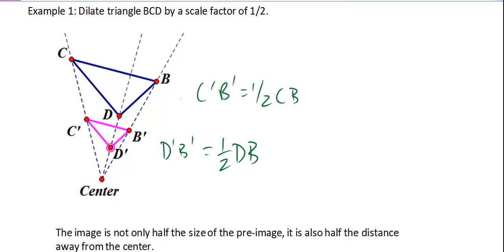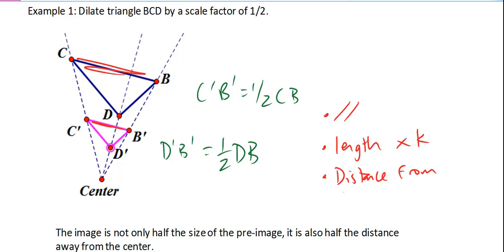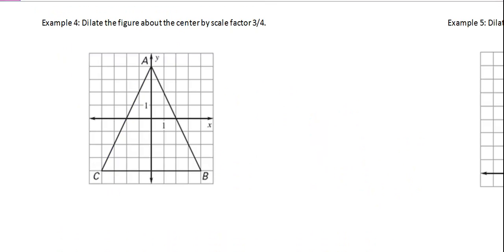So what we have here is some good stuff going on. We know that every line segment is parallel to its corresponding one, its length is multiplied by the scale factor, by K, and its distance from the center is multiplied by K. So those are the big keys to dilation. But before I finish, let's take a look at some things on the coordinate plane.